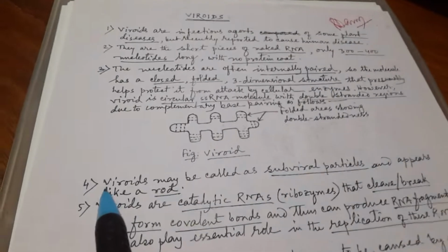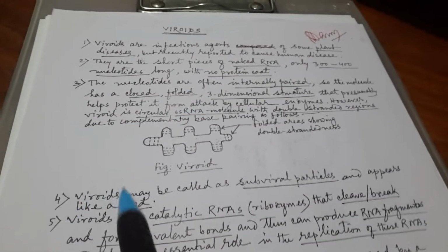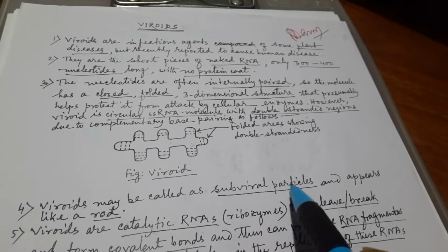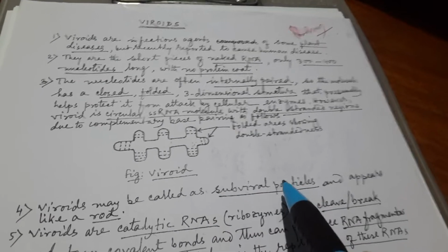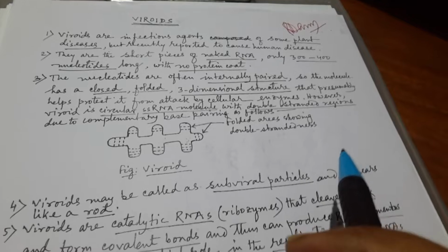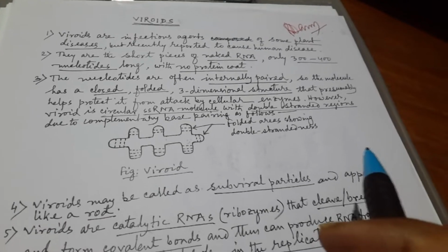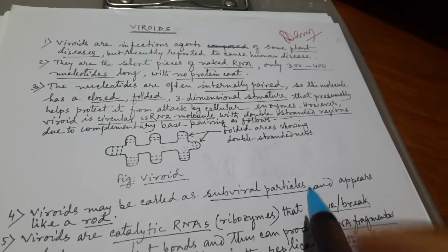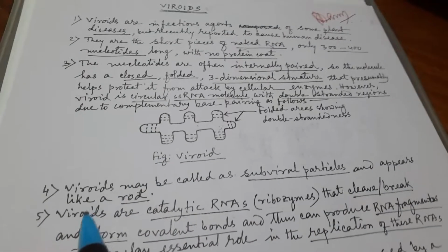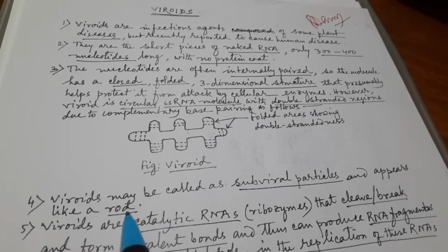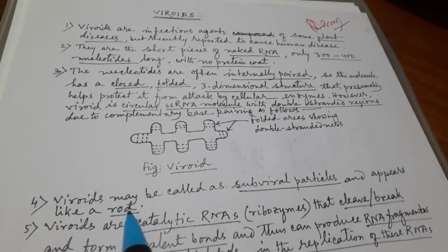Viroid, you see point number 4 of my note, viroids may be called subviral particles. Means it is a particle that is present within the virus, and this subviral particle is called viroid. What is the shape of it? It appears like a rod.